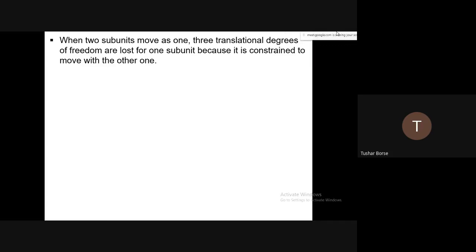Now in a given protein, if you have more than two subunits, it could be three, four, and so on. One example which I am trying to explain here is a protein which has three subunits. Now out of these three subunits, if there are two subunits which are moving, obviously there will be a loss of the translational degrees of freedom. The degree of freedom means the axis of rotation, that could be lost for that particular subunit, because it will be constrained.